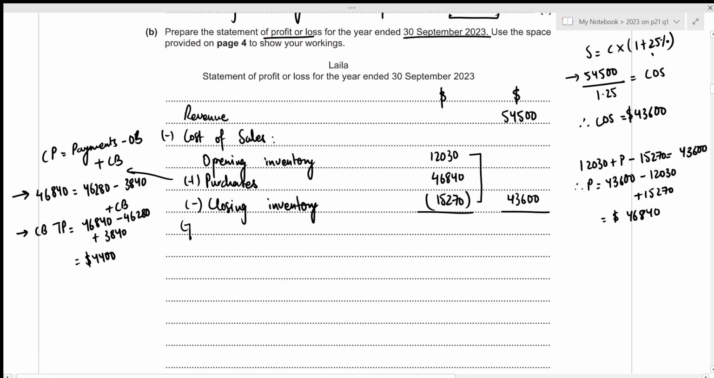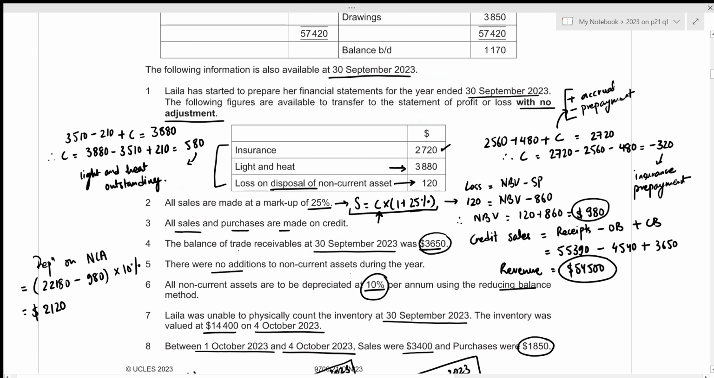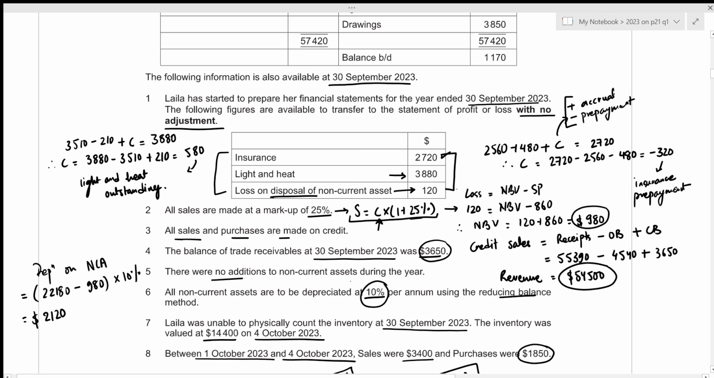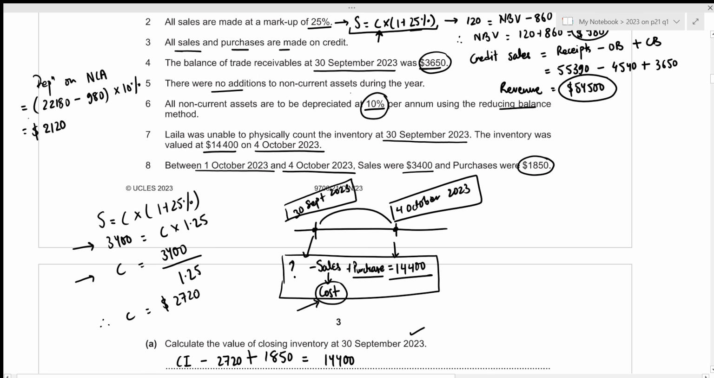Okay, now we can move towards calculating our gross profit. And gross profit, we just need to subtract 43,600 from 54,500, which gives a value of 10,900. Now we need to add any other incomes, but in this case, there are no other incomes, so we can move towards our overheads. So minus overheads. And we have been given the values to be included within our overheads right here. So we have insurance of 2,720, light and heat of 3,880, and loss on disposal of non-current asset of 120. And on top of that, we also calculated depreciation of 2,120. That will also be our overhead.